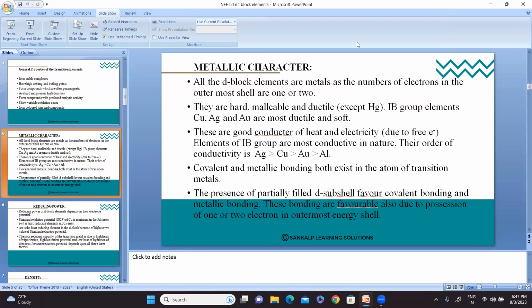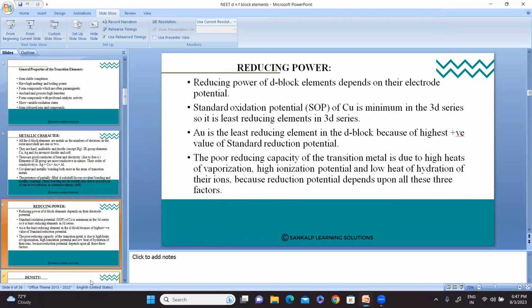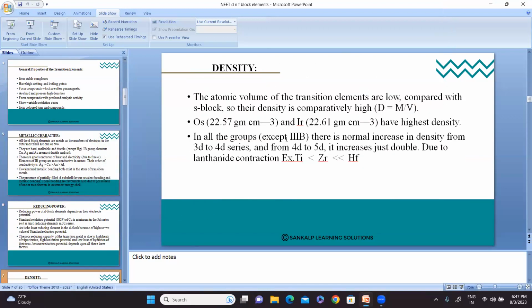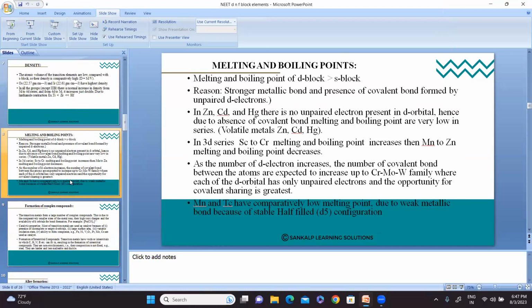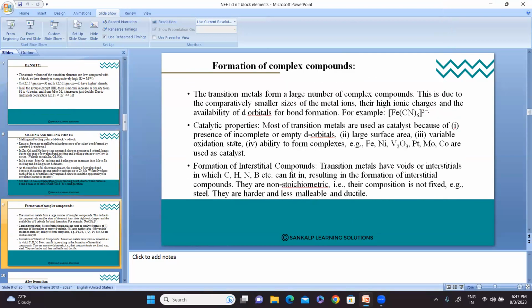So what are the different properties of metals we have discussed? Next, we have discussed the reducing power. Then we have discussed the density. Then the melting point and boiling point of d-block elements. Then formation of complex compounds. See, formation of complex compounds is very important. So why do they form a large number of complex compounds?